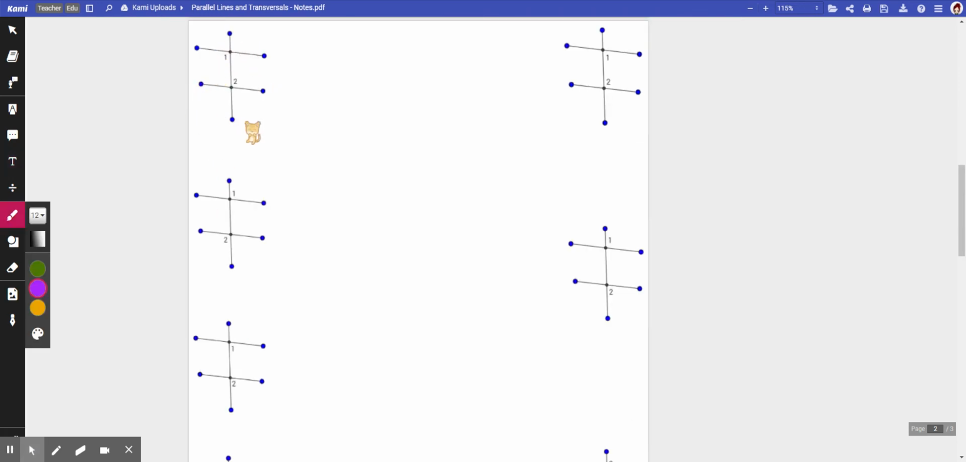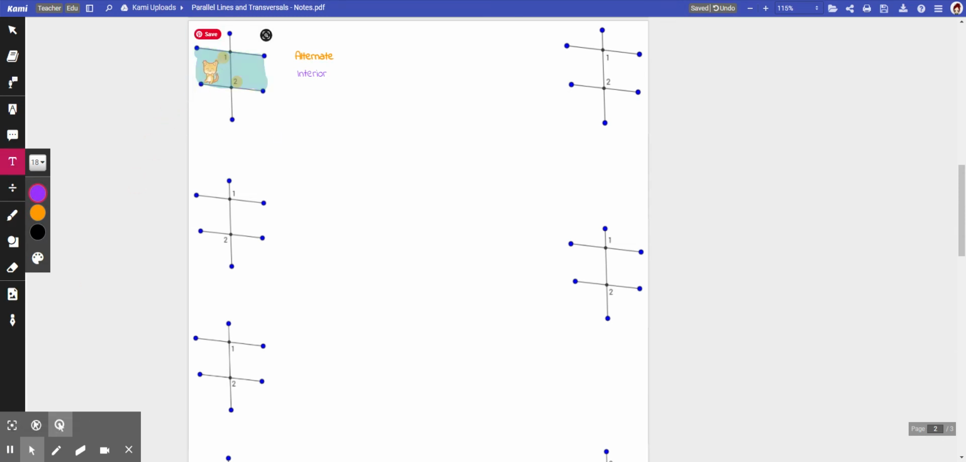So for this picture, my two angles are both between the lines. That means they're both in the interior. They're also on opposite sides of the transversal. This is called alternate. So this pair of angles is alternate interior. They're on alternate sides of the transversal and they're in the interior of the pair of lines.